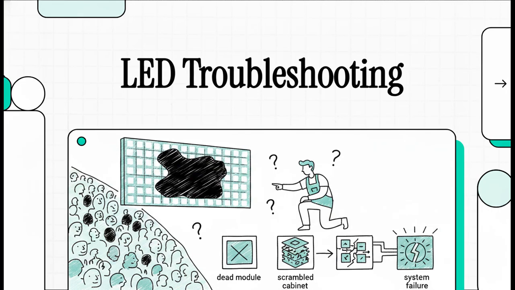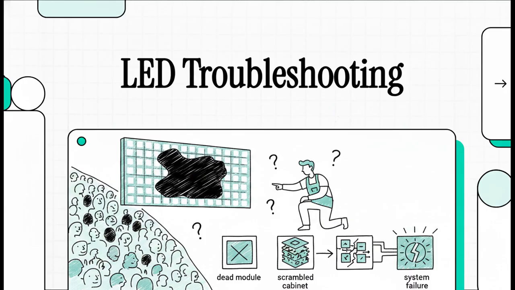Picture this. You're working a massive stadium gig. The crowd is roaring, and suddenly, literally minutes before the main act takes the stage, a massive black patch appears right on your main LED screen. Cue the internal screaming, right? The pressure is absolutely on. Do you know where to look first?